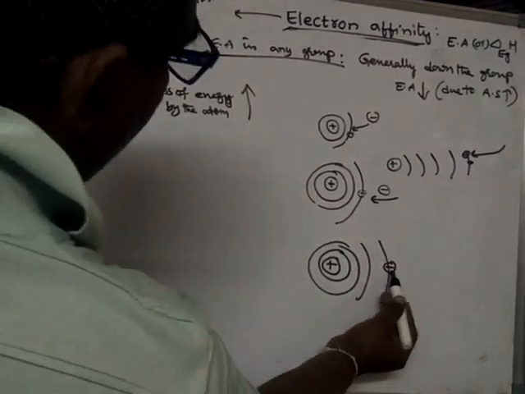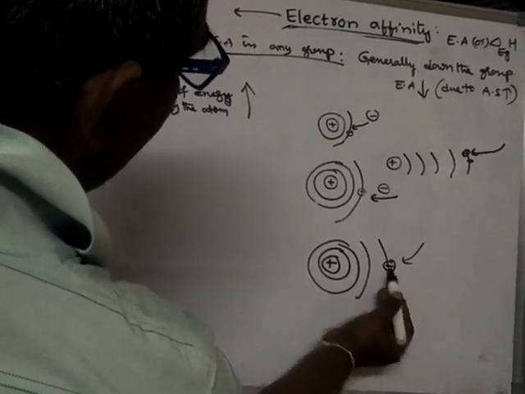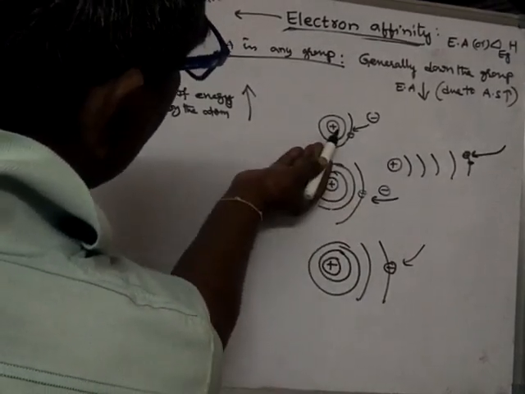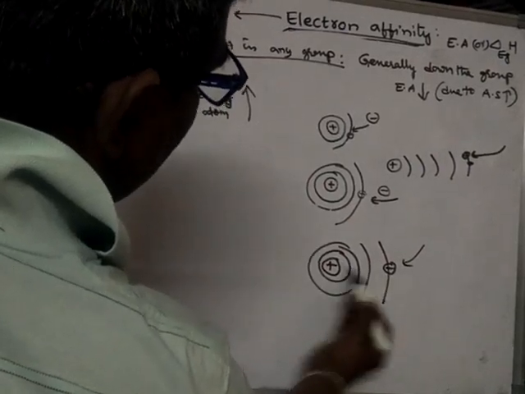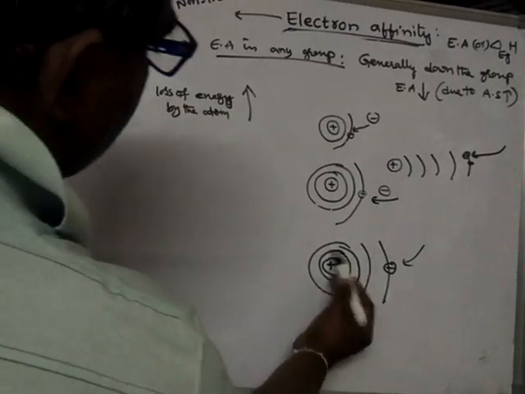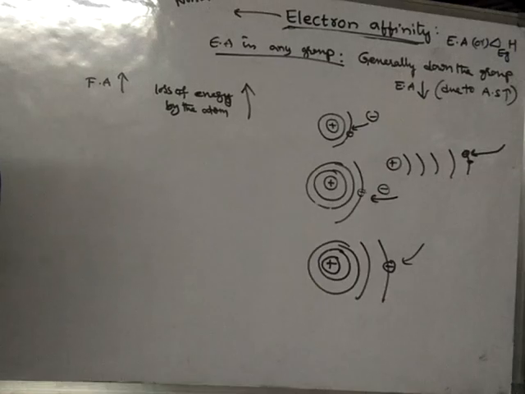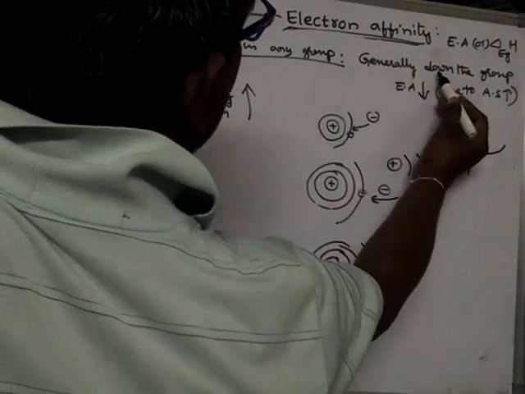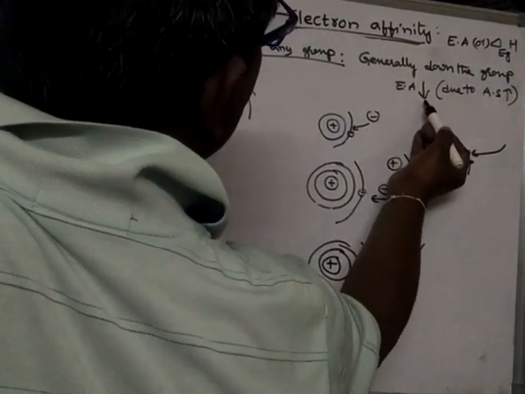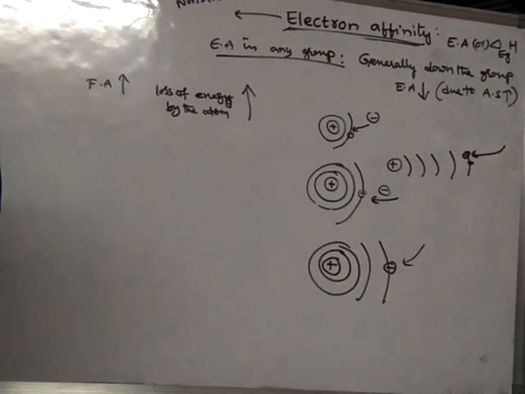So that means here, to the added electron in the fourth orbit, when compared to third orbit and second orbit, the force of attraction will be less. When the force of attraction is less, what happens? That atom will lose less energy, that means less electron affinity. So that is why generally down the group electron affinity decreases due to increase in atomic size. So this is the general trend a group should follow.